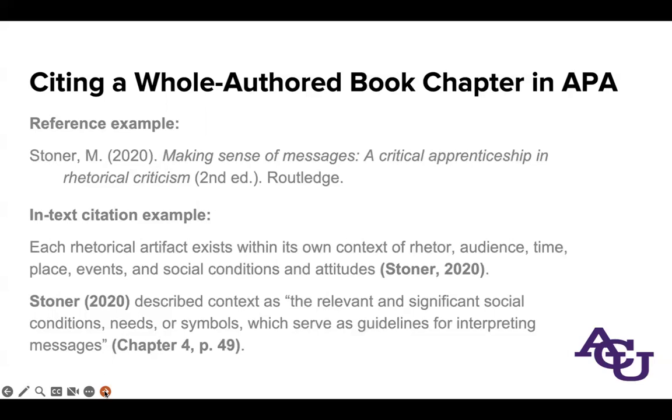However, we mentioned the option that APA now offers if you want to refer to specific chapters to highlight to your professor, hey, look, I read this chapter and I used it. So if you'd like to do that after a direct quote, you can put the chapter number, spell out chapter, and then put it before the page information. So here we have chapter 4, comma, page 49.